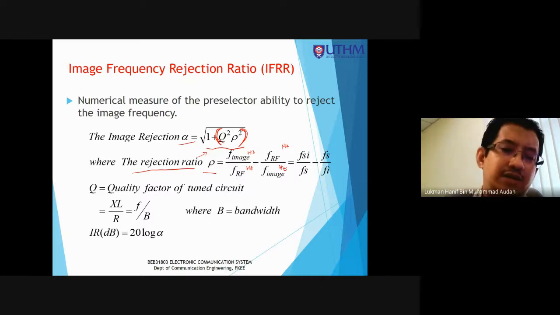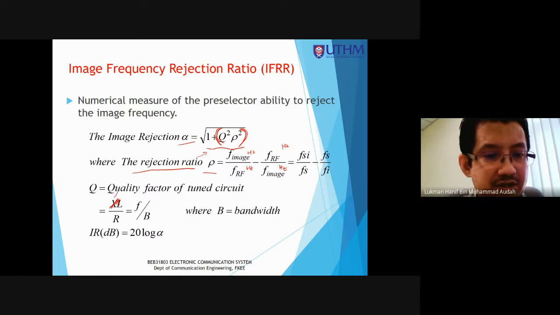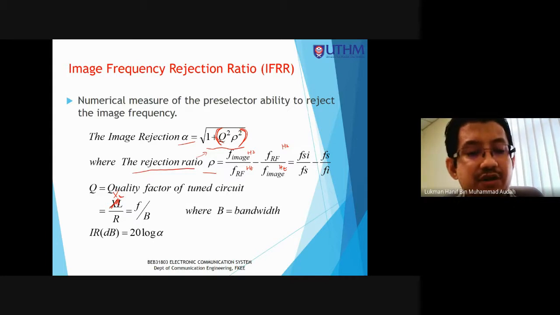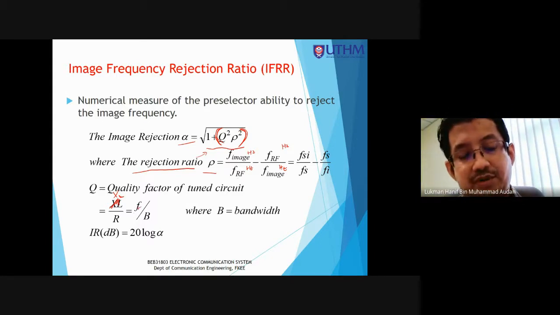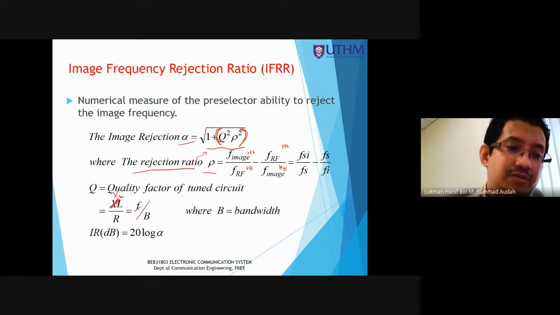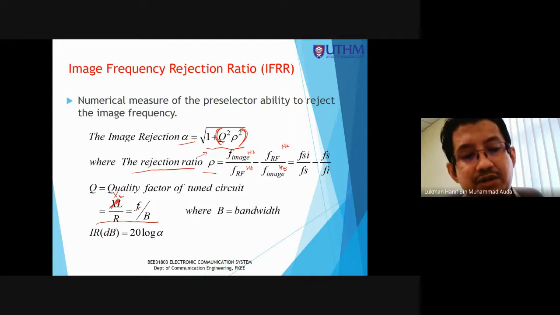Okay, so no unit. And then what? Quality factor. Quality factor of the tune circuit is equal to inductive reactance. So ini tolong betulkan. Dia bukan XL size baju, dia is actually X subscript of L. L kecil, subscript. Okay, so inductive reactance divided by resistance. It is equal to FR divided by the bandwidth. Okay, sama juga. So this is how we find the Q factor. We already saw this example in the previous slide.